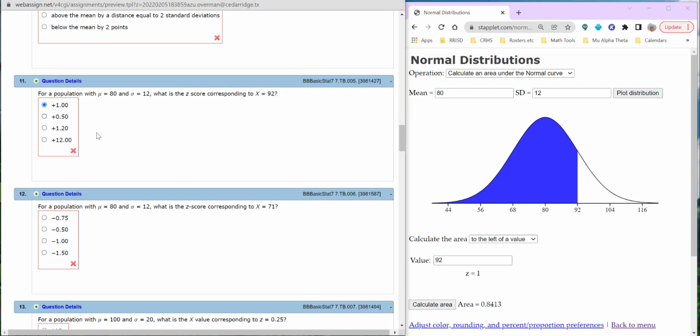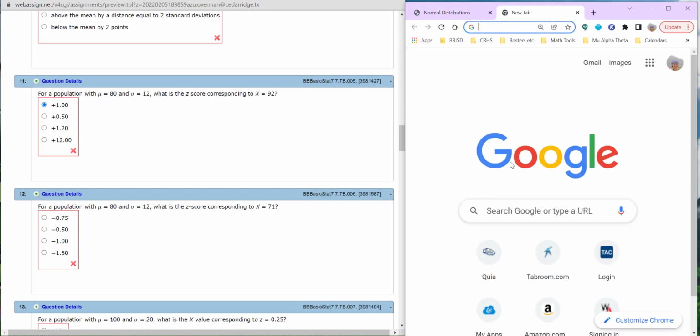Isn't that cool? The other way you could do it is you could use that formula, z equals value minus mean divided by standard deviation. But the staplet, if you are doing this, the top drop down, you have your mean and your standard deviation, you put your value in there. It doesn't matter if you do left or right. We were just looking for that, which was our z-score of 1. So again, that would have been, if I was doing a calculator, let's see.